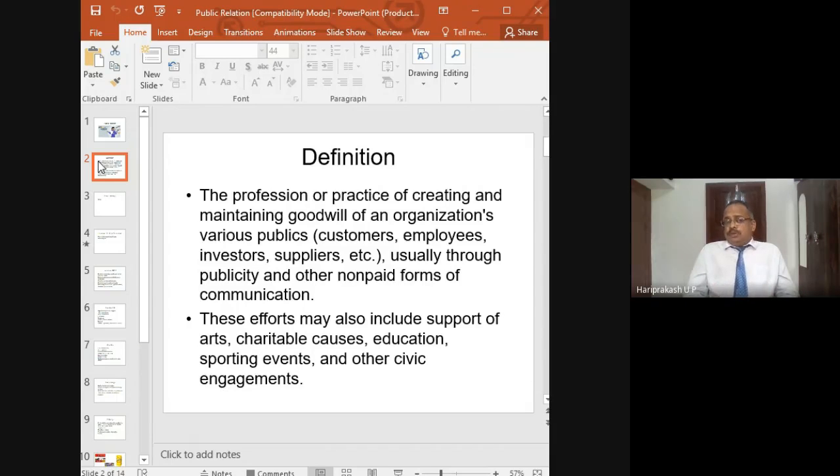Sponsoring sporting events is also part of public relation activity. And other civic engagement, any other engagement in society, protecting the water, saving the water, right? Such movements, if the organization is part of it and starts supporting it, that becomes a public relation activity.